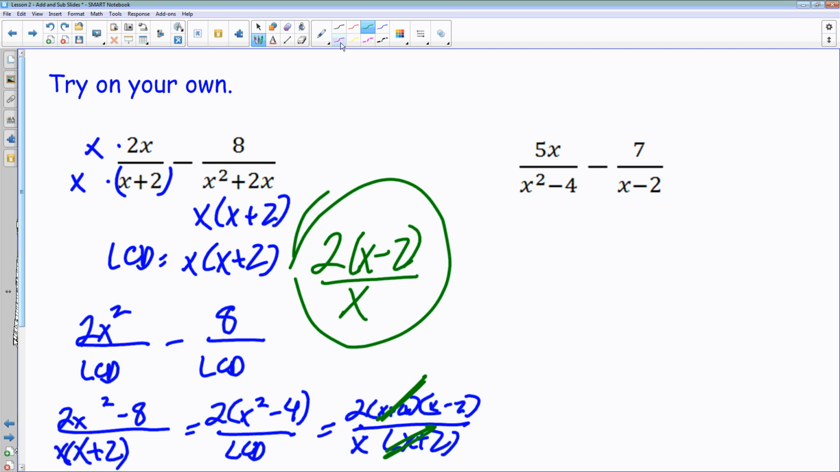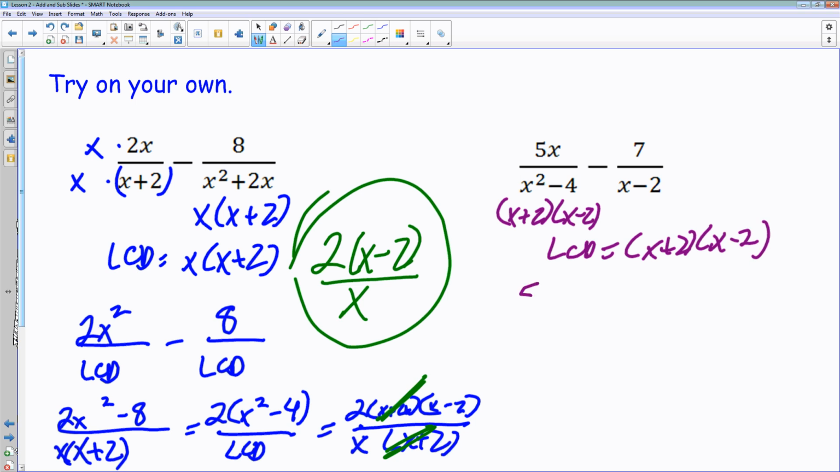All right, and then our final problem, we've got a difference of squares here, so x plus 2, x minus 2. My LCD is going to be x plus 2, x minus 2. So my first fraction doesn't have to change at all. Okay, my second fraction is going to change though. So sorry, made a little mistake here when I was writing. So I'm going to write LCD. My second fraction has to be multiplied by x plus 2. Make sure to distribute the 7 through.